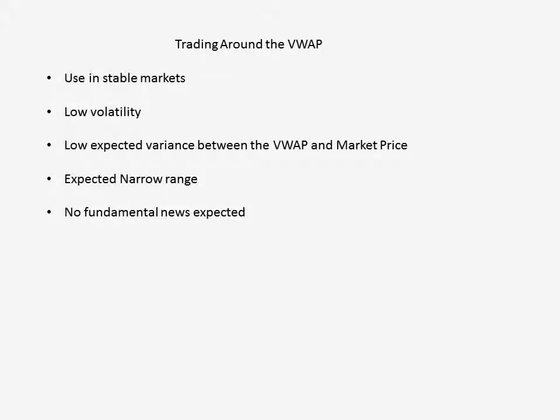A common strategy is called trading around the VWAP. This is an alpha generating trading strategy. It's used primarily in stable markets when there's low volatility and low expected variance between the VWAP and the market price. We also use this when there's an expected narrow range and there's no fundamental news that's expected to affect the market. So in this environment with these 5 factors, we look to trade around the VWAP and attempt to capture alpha.